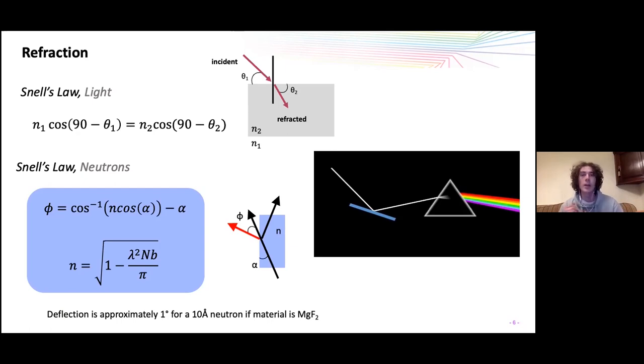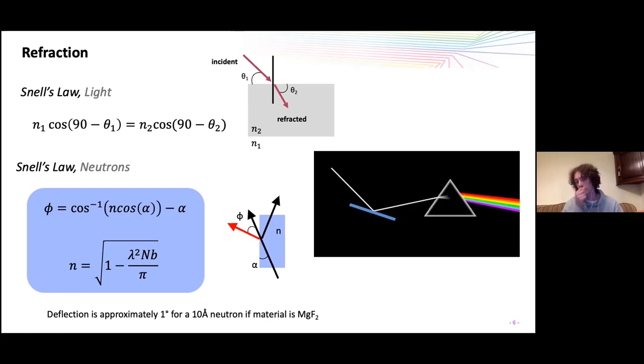And what we really want to know is the total deflected angle, and that's what phi is. Basically this can pick up the energy of the neutron without throwing any of the neutrons away, and the transmission doesn't have to be some fraction of the resolution. We're not interested in theta 2 at all, the refraction angle. We're only interested in the total deflection. And for context, I think it's approximately 1 degree for 10 angstrom neutrons if the material is magnesium fluoride.